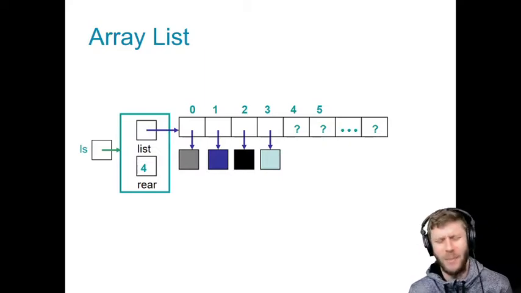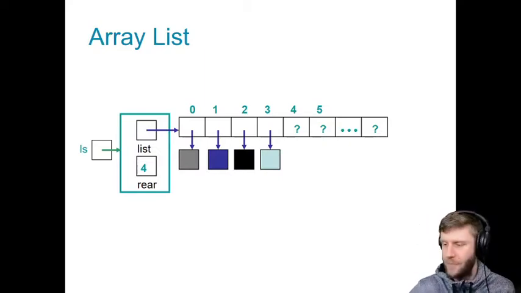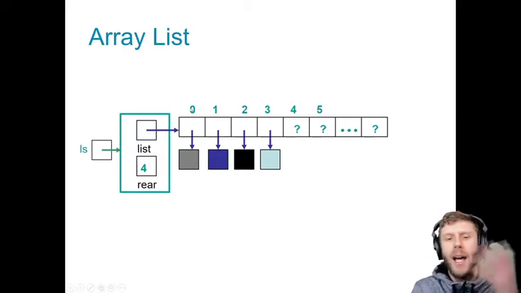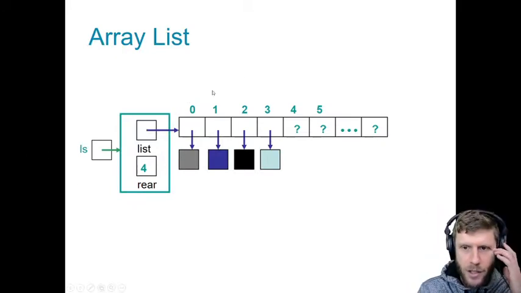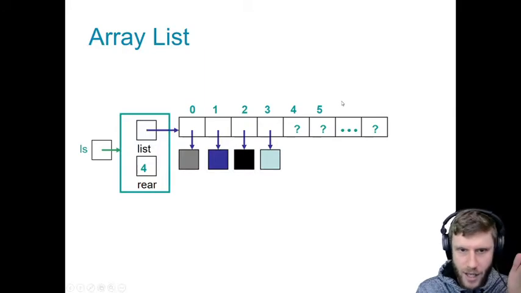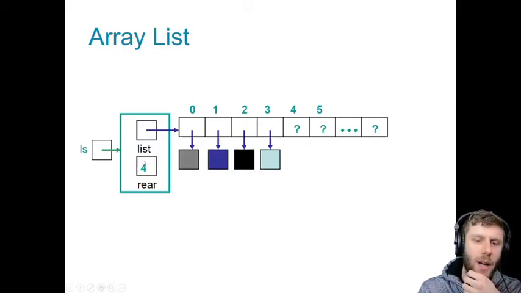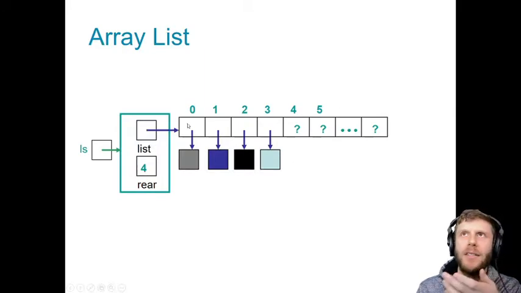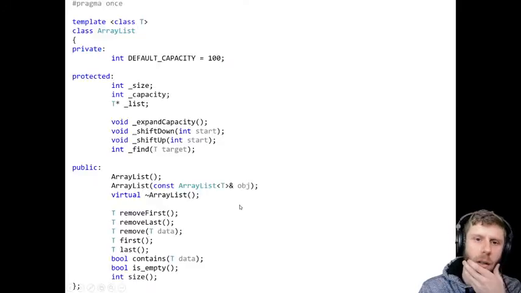No, I shouldn't even say simplicity. I'm just going to do an array list because why not? So here's what I'm going to have. I'm going to have some sort of list, and I'll have a pointer to an array that's going to hold on to the stuff. And then I'm going to have a variable that keeps track of the rear, right? I mean, the front's always going to be index 0.